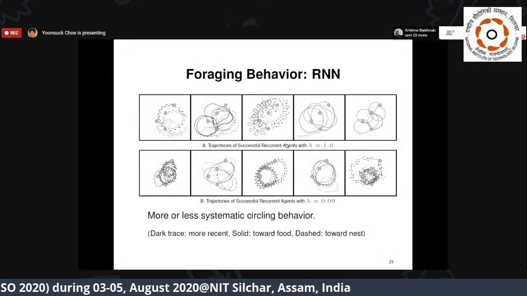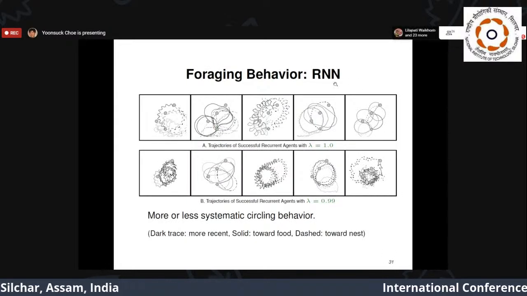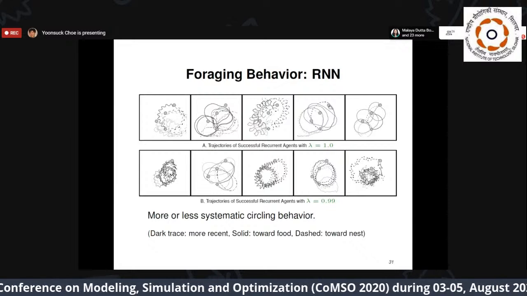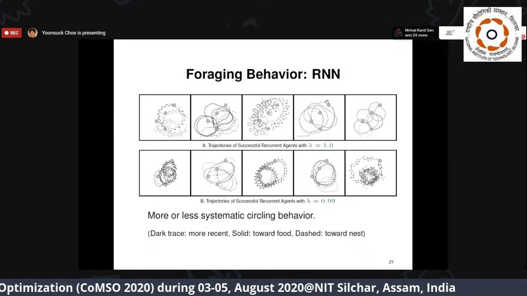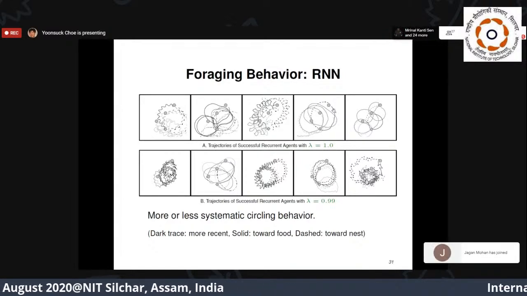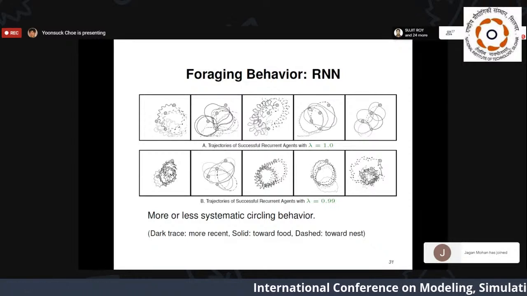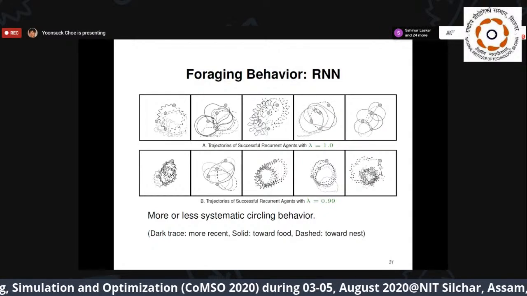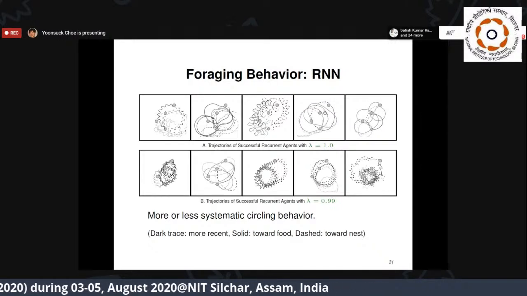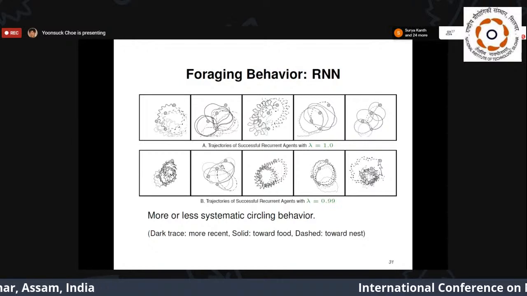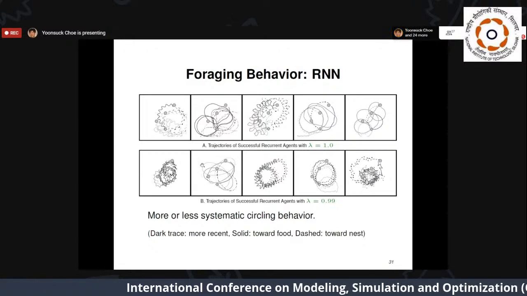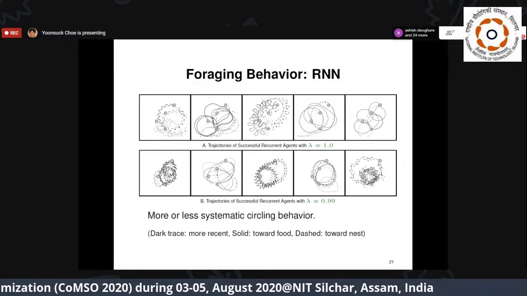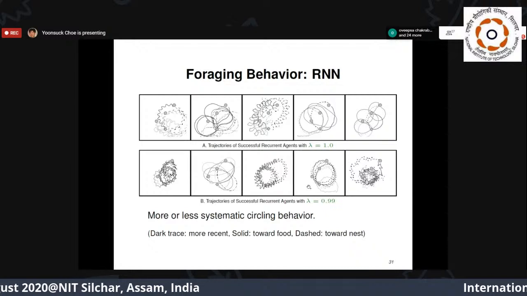So if you look at the behavior, these are the typical behaviors of the recurrent neural network. So the solid line is from the nest to the food source. Dashed line is from the food source back to the nest. Then black means the most recent. Then dark gray means the previous step. And then light gray means the first trajectory. So the darkness represents the time. But in general, as you can see, it's just generating some kind of systematic circular behavior, whether that's smooth or jagged. It's generating these circular behaviors to get to these food sources.